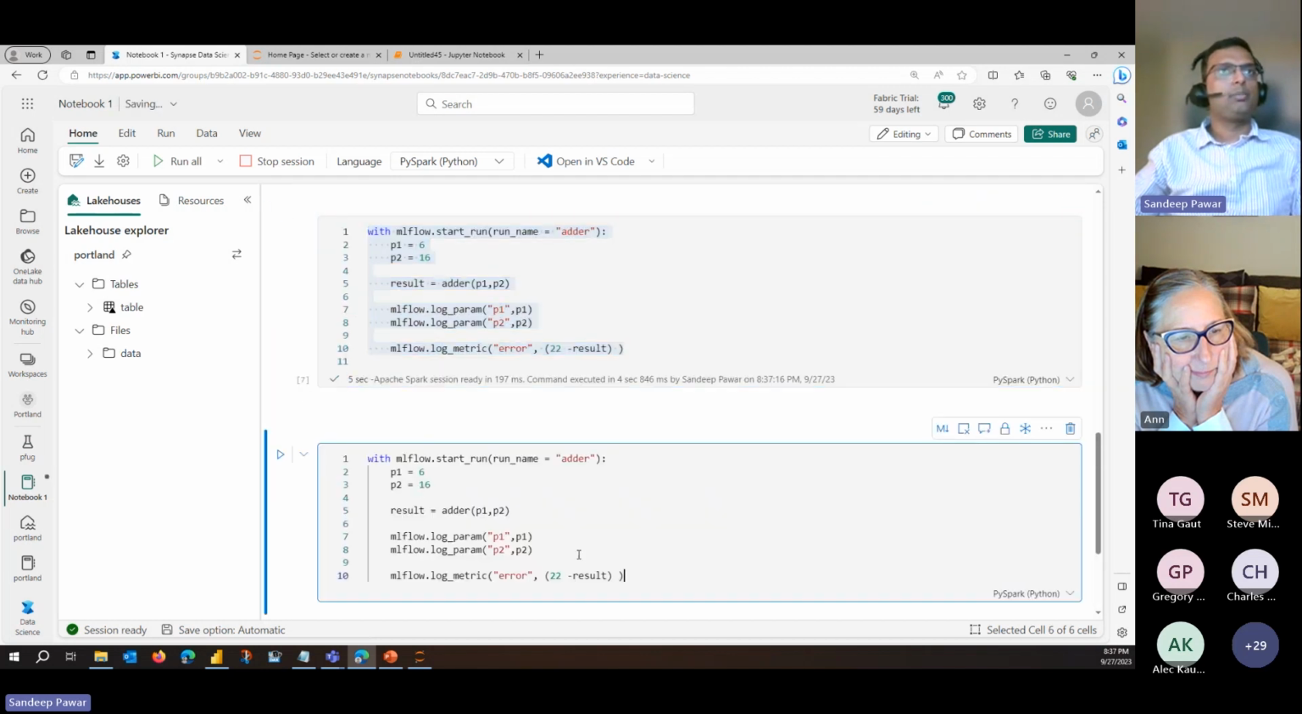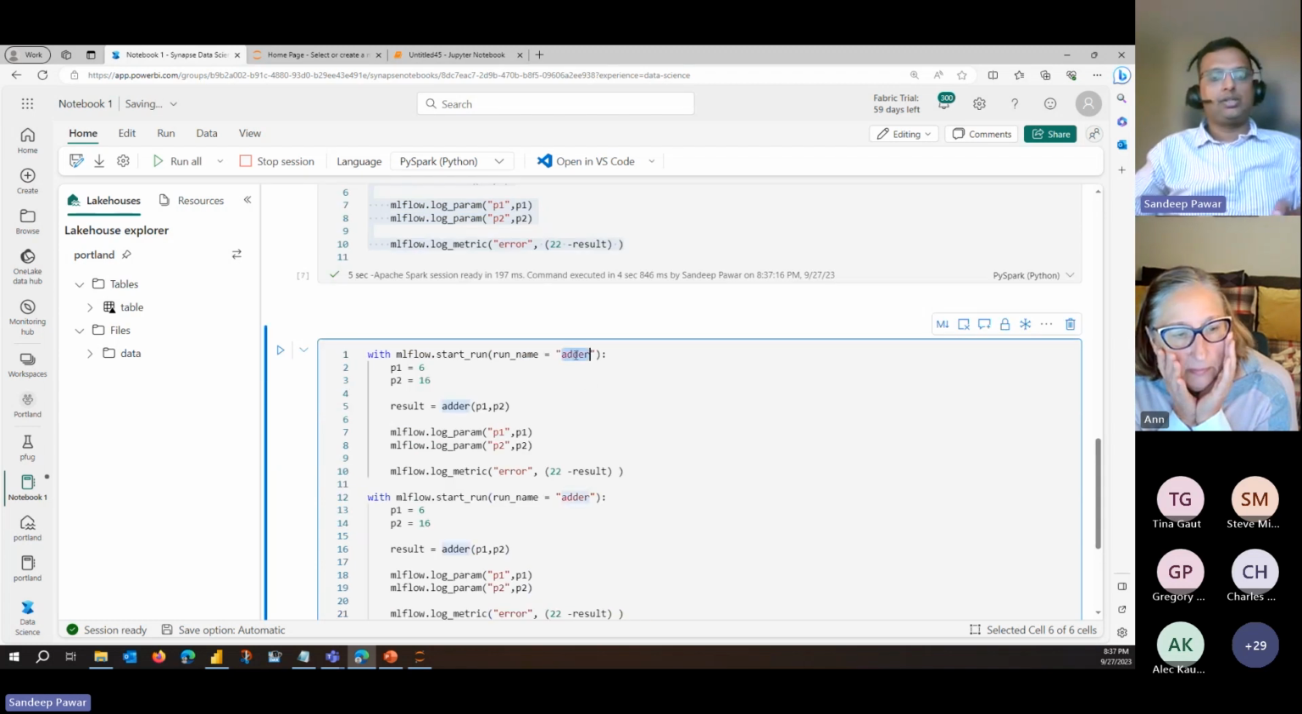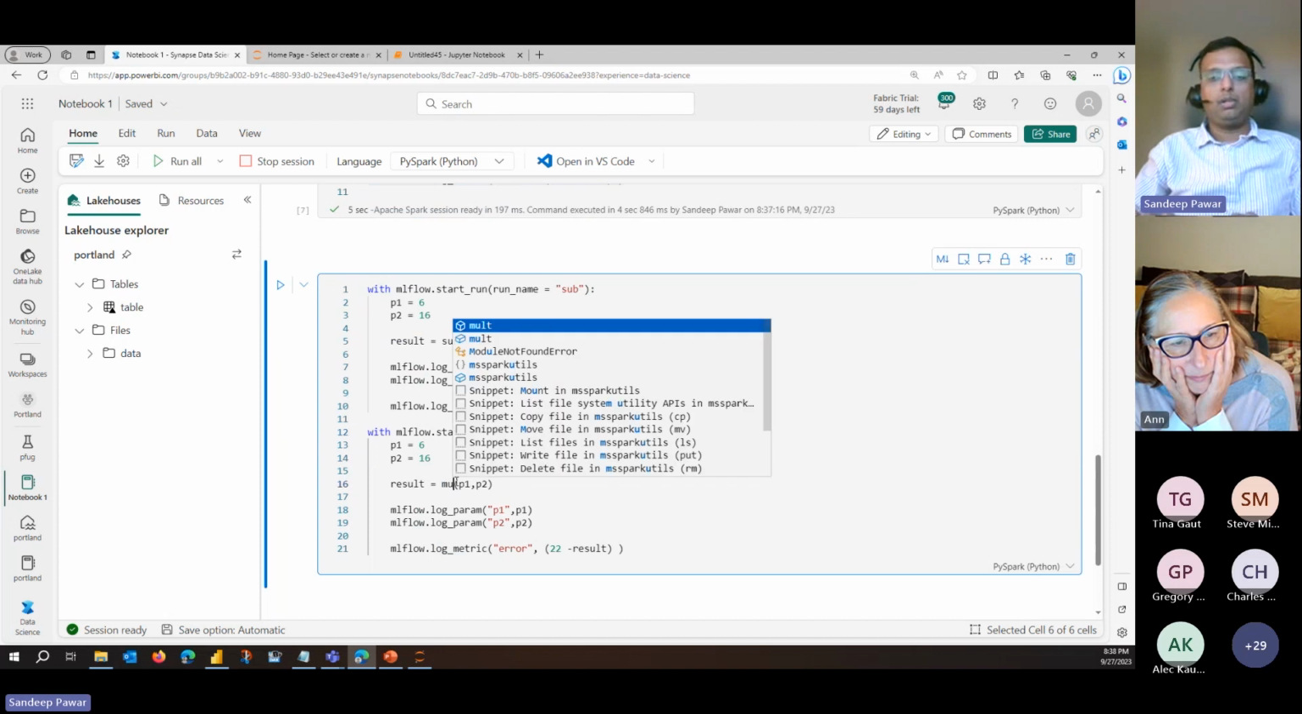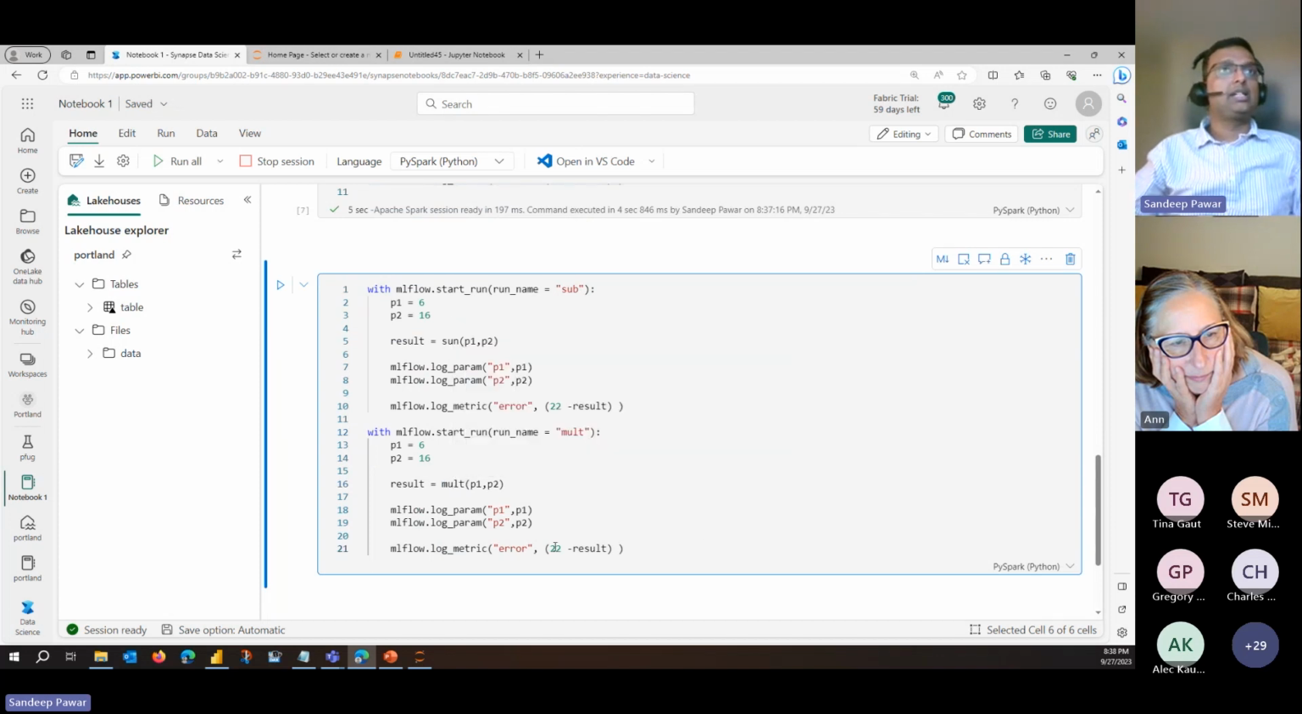But we have a few more hypotheses that we want to run. So I'll just copy them and then paste them over here. And let's call this one sub, and this is exactly going to be adder. This is sub, this is going to be my mult, and we are tracking the exact same thing. I'm giving the exact same values and then tracking what my error is.